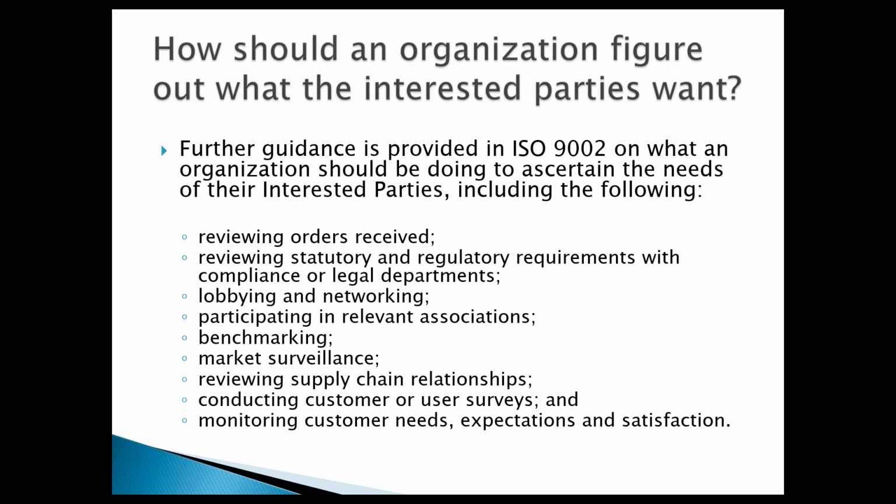Now, in terms of figuring out who your interested parties are, again, ISO 9002 offers some helpful guidance. And if you read through this list, these are all things that most companies do anyhow. Most companies review the orders they receive from their customers. Most companies engage in some form of lobbying and networking. Most companies participate in their local associations. Most companies are monitoring customer needs and so forth. There's a lot of ways that you can identify what are the needs of the interested parties and then respond to those needs.